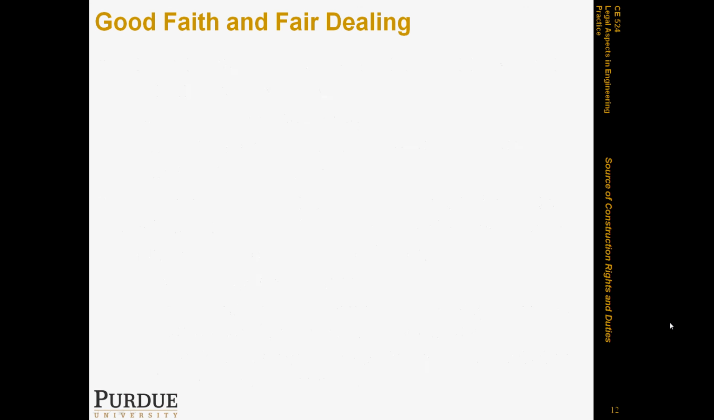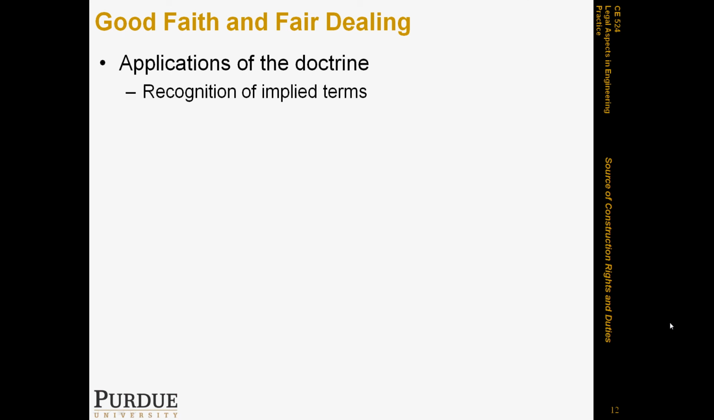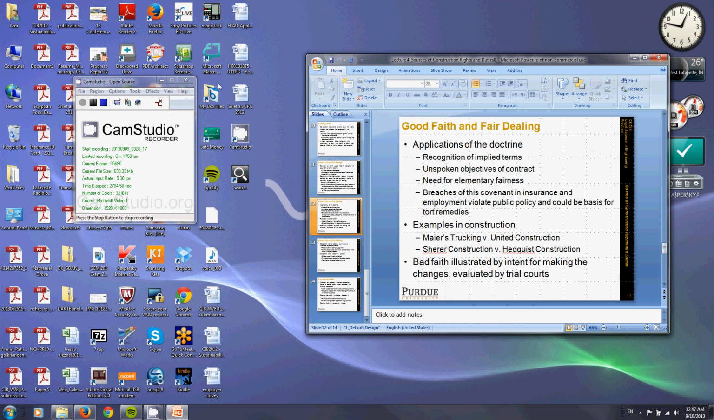The application of this specific doctrine is sometimes applied in specific cases that we're going to talk about in the following points. First, it's used for recognizing implied terms. For example, an implied term is that you will not prevent me from making money. You will not sell my work or cut my work so that you can get it cheaper from someone else. There are also sometimes unspoken objectives of the contract. Sometimes they're not discussed openly, but they're going to be employed later.